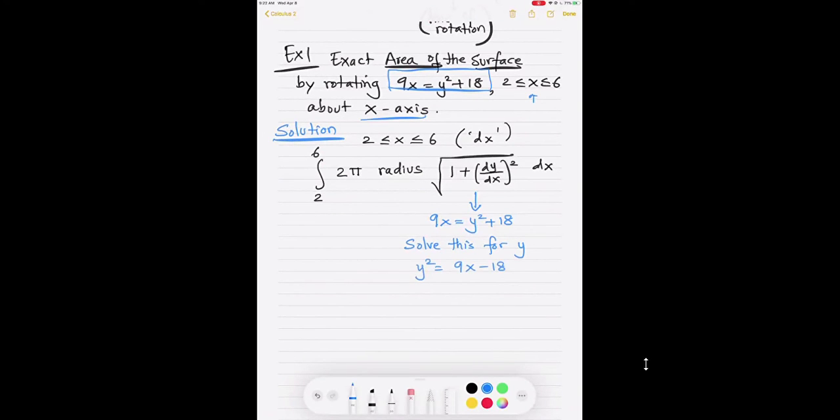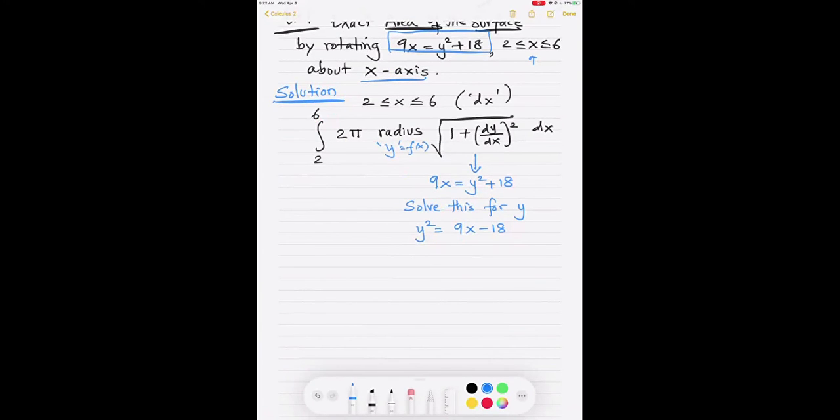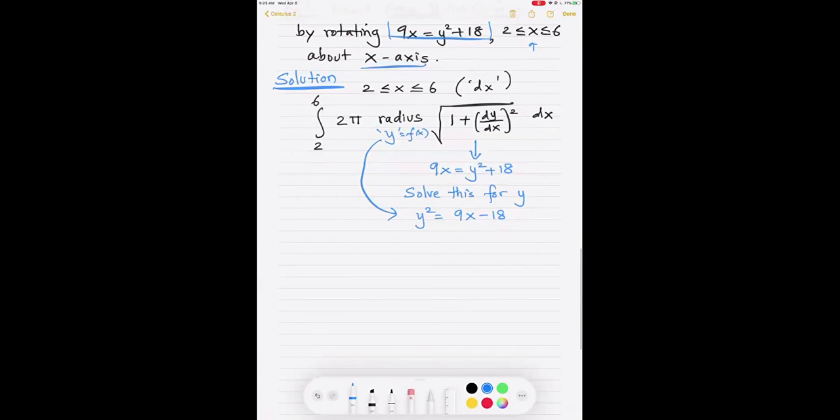So I'm just going to take a look at the chat. So yes, William, the radius would be the curve f of x. But remember, because you're going about the x-axis, this radius is going to be some y, and y equals f of x. You're absolutely right. But we are here solving for y. We are actually getting that y equals f of x. So y will be plus or minus the square root of 9x minus 18.